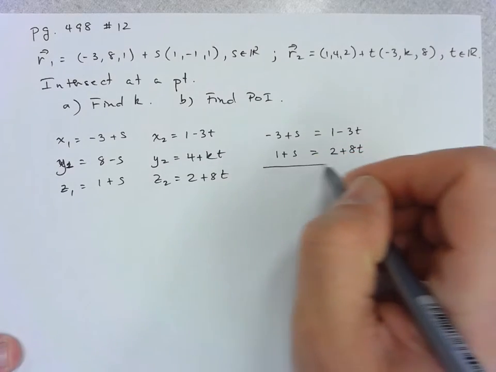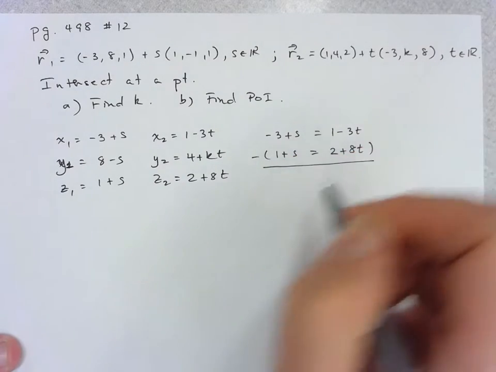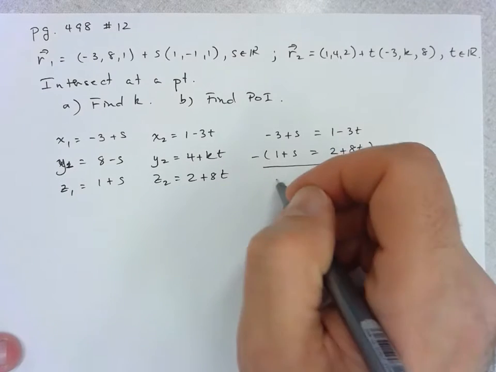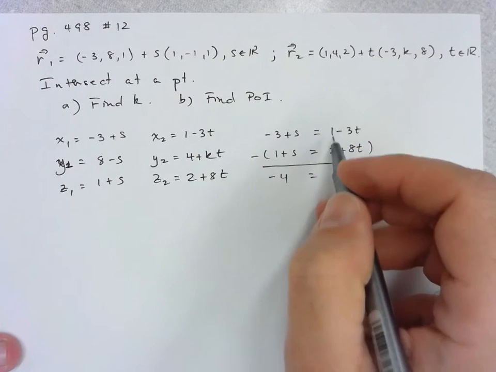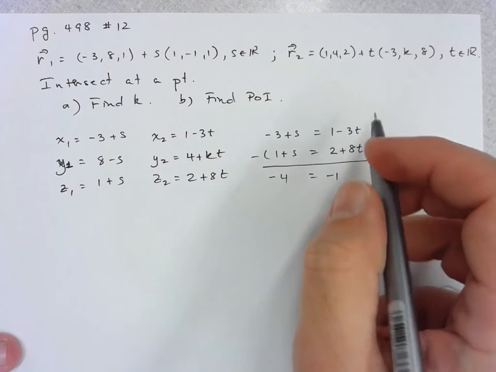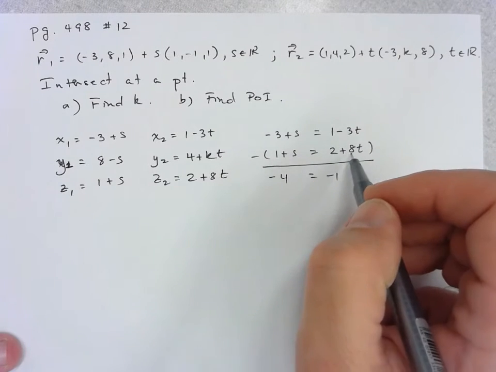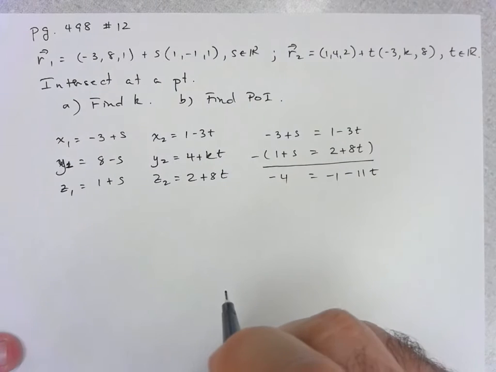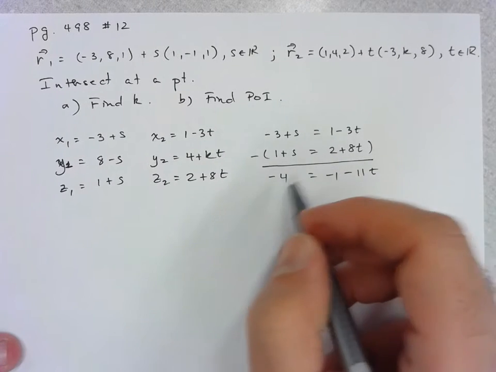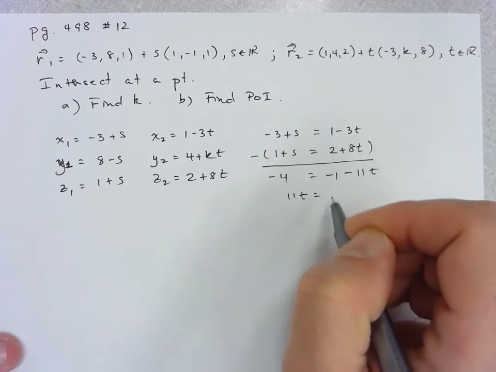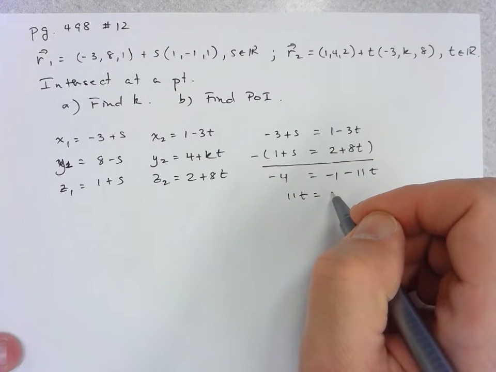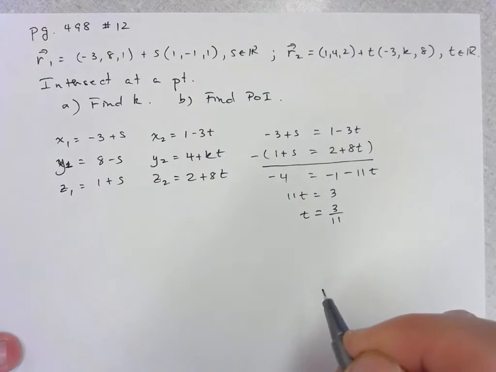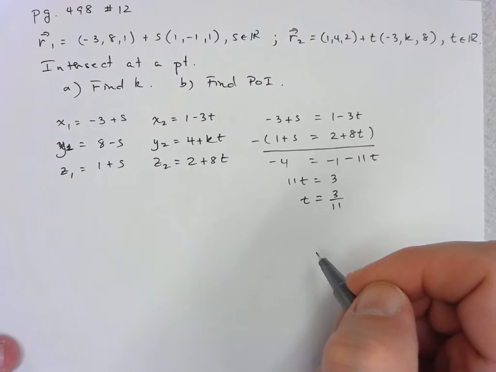Okay, so I'll do this by elimination. We'll subtract in order to eliminate the s's. So we end up with negative 3 minus 1 is negative 4. Here we got 1 minus 2 is negative 1. And negative 3 minus 8 is negative 11t. So I'll bring the 11t to the other side. So I'm left with negative 1 plus 4 is 3. And t is equal to 3 over 11. Okay, not the nicest number, but that's fine.